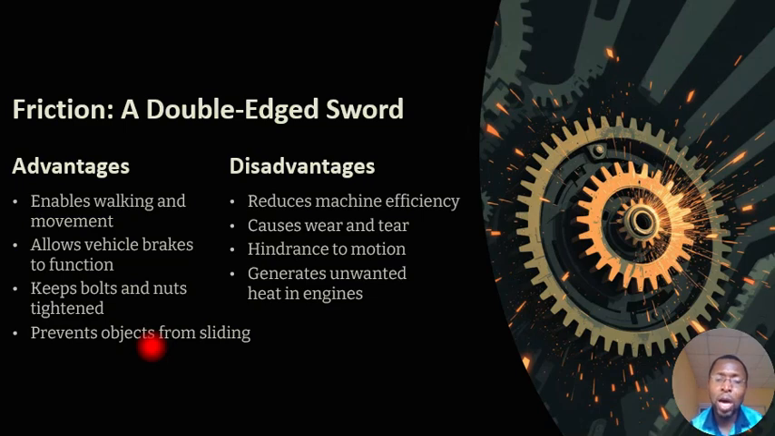Now, as it's been said, whatever has an advantage has a disadvantage. Now, one of the disadvantages of friction is that it reduces machine efficiency. When there is high friction in a machine, it does not allow that machine to work efficiently.